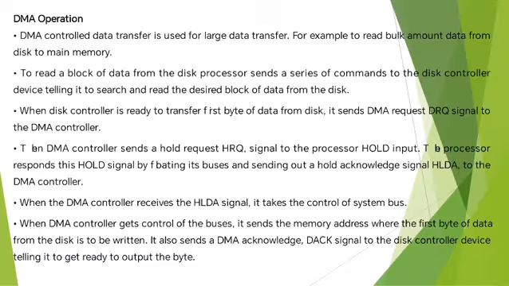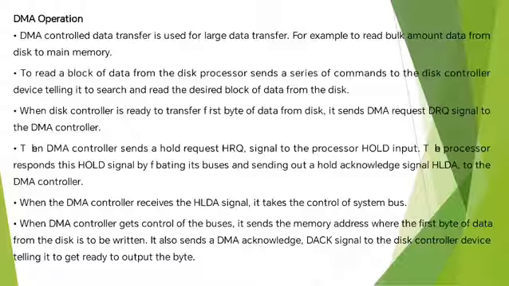When the disk controller is ready to transfer the first byte of data from the disk, it sends a DMA request, DRQ, signal to the DMA controller. Then the DMA controller sends the hold request signal to the processor's hold input. The processor responds to this hold signal by floating its buses and sending out a hold acknowledgement signal, HLDA, to the DMA controller. When the DMA controller receives the HLDA signal, it takes control of the system bus.